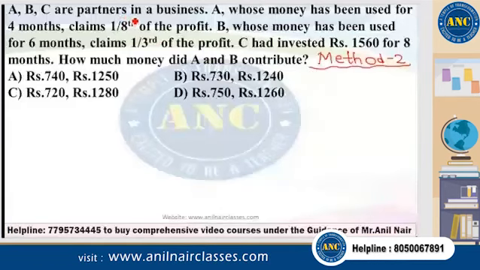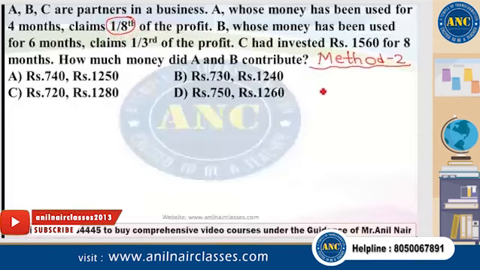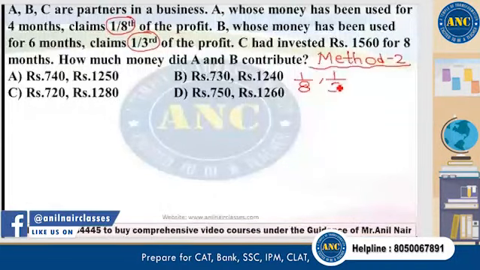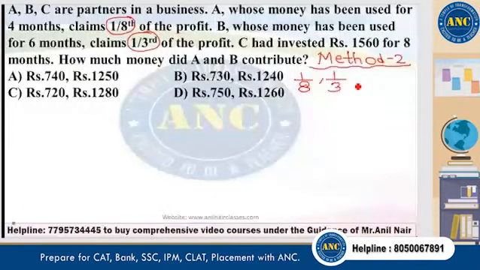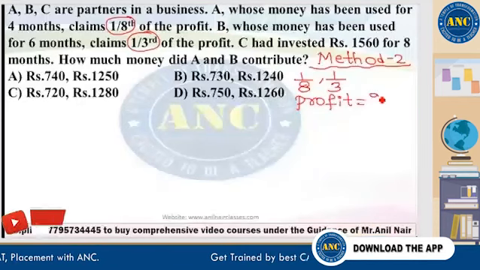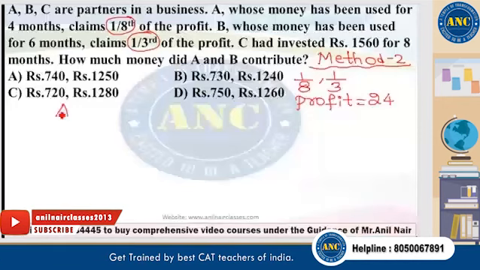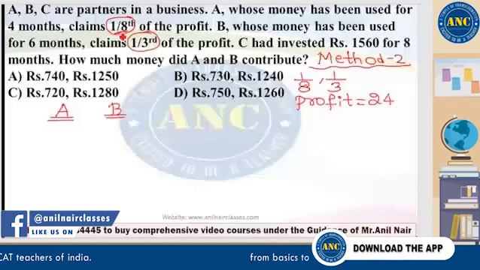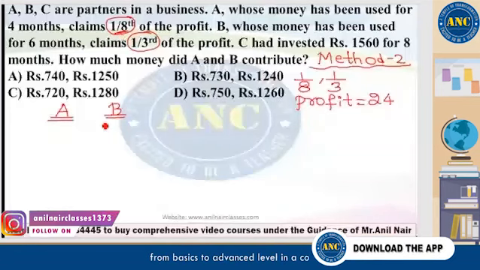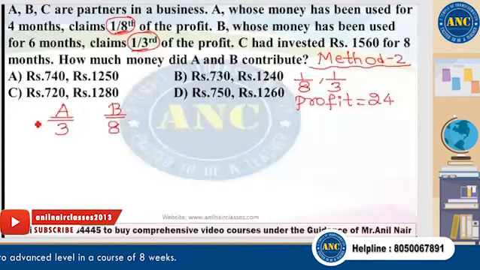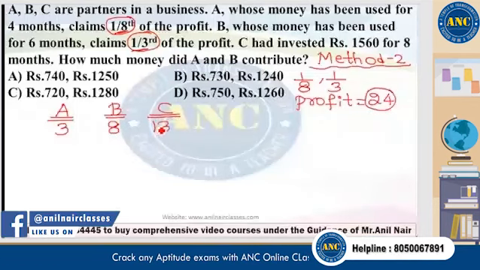Now in my method 2, it is given that A claims 1/8 of the profit. B claims 1/3 of the profit. So 1/8, 1/3. The LCM of 8 and 3 is 24. Initially itself I will call the profit 24, which is nothing but the LCM of 8 and 3. A claims 1/8 of the total profit. What is 1/8 of 24? 3 rupees. What is 1/3 of 24? 8 rupees. So total profit is 24. So C should have the remaining 13 rupees.